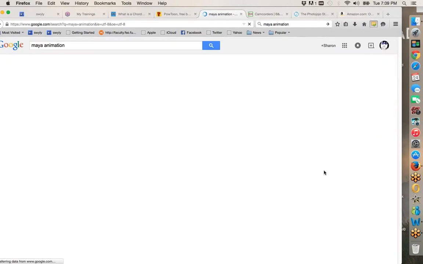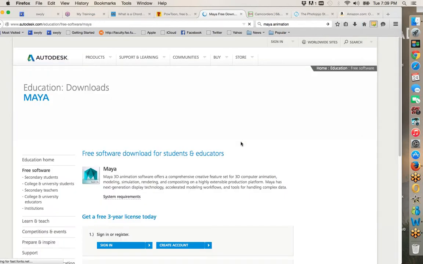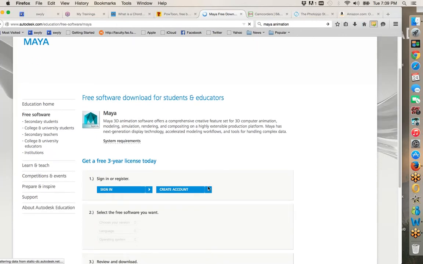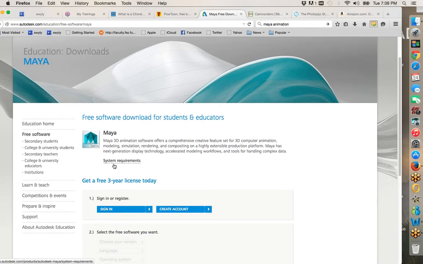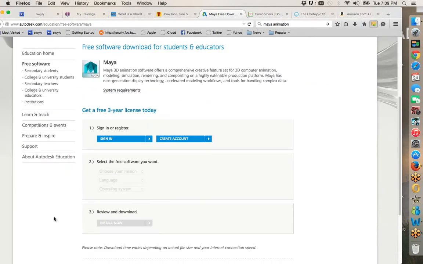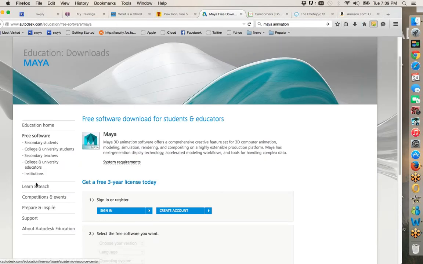There is a free version for students, and Richard's put the link up there. It doesn't have all the tools that the regular Maya does, but even then it is a fairly involved piece. It is not something that can be learned in a couple of weeks, and it is not something that you could pick up and run with in order to have a piece ready to turn out in a week.